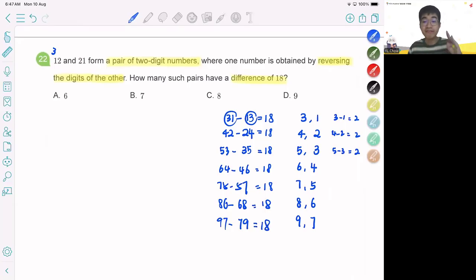So with that, these are basically all the pairs that we are finding. There are 1, 2, 3, 4, 5, 6, 7 of them, right? So my answer is B, 7 such pairs.